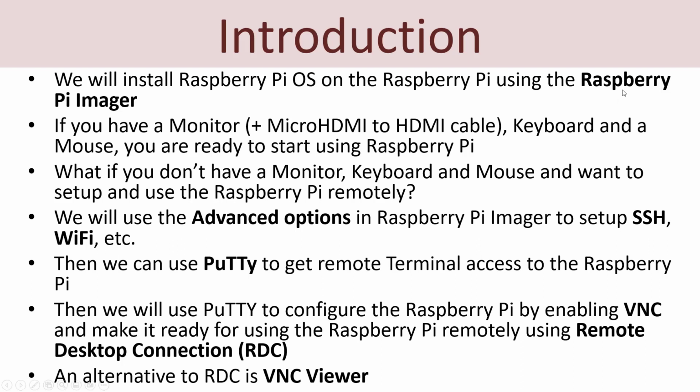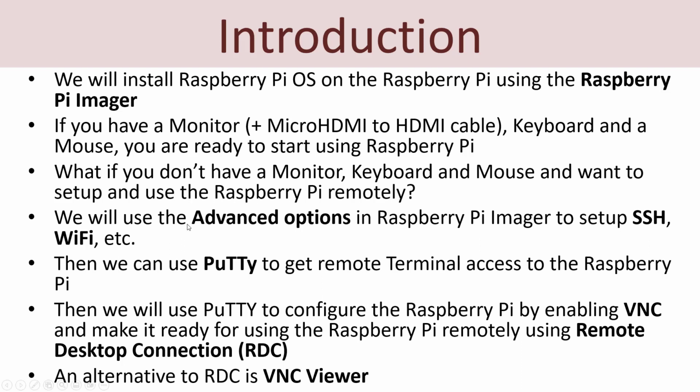If you have installed the Raspberry Pi operating system using Raspberry Pi imager and then put the micro SD card into the Raspberry Pi, so now you are ready to start using the Raspberry Pi. But assume that you don't have an external monitor, you don't have an extra keyboard or a mouse that you want to use for your Raspberry Pi. So then in this tutorial I will show and demonstrate how to set up and use the Raspberry Pi remotely.